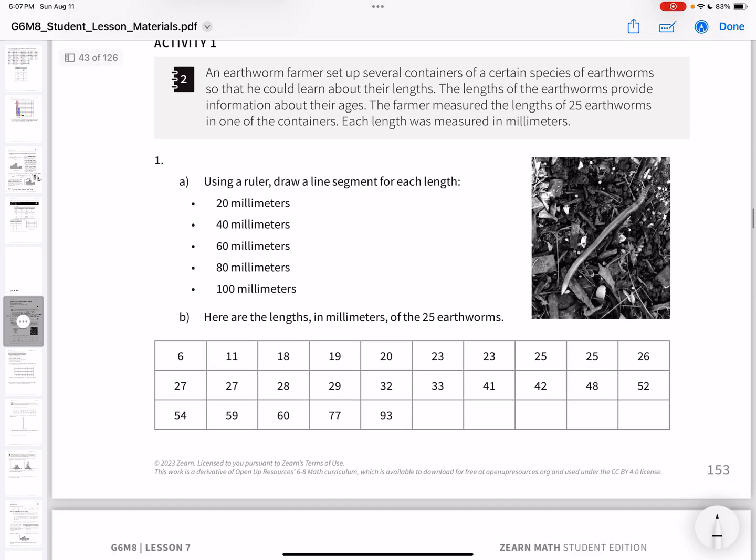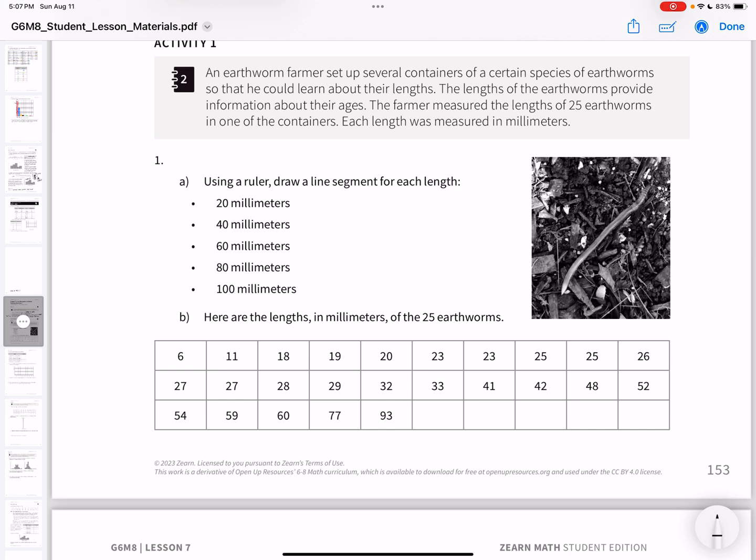Activity 1. An earthworm farmer set up several containers of a certain species of earthworms so that he could learn about their lengths. The lengths of the earthworms provide information about their ages. The farmer measured the length of 25 earthworms in one of the containers. Each length was measured in millimeters.